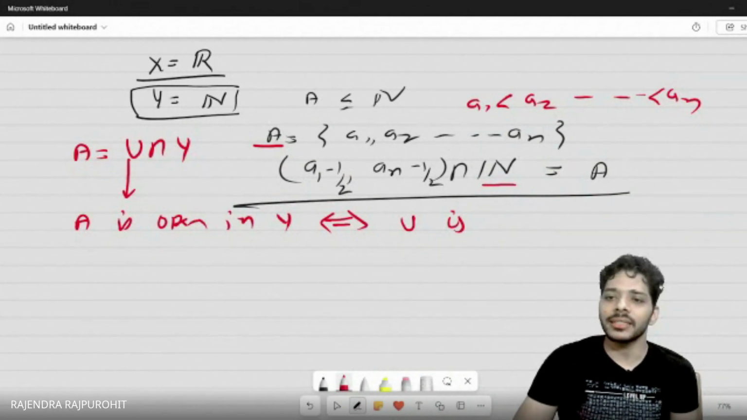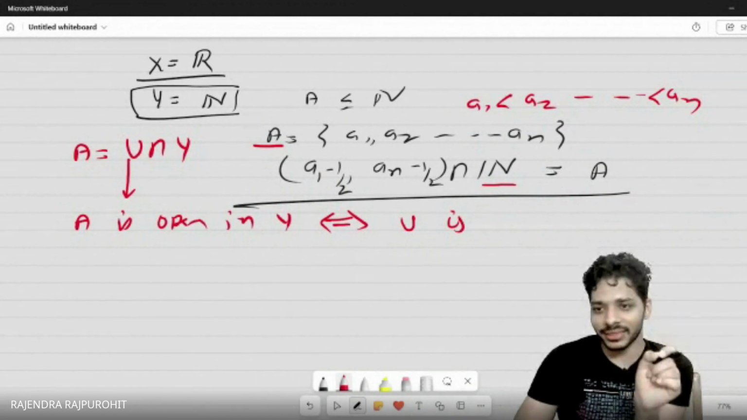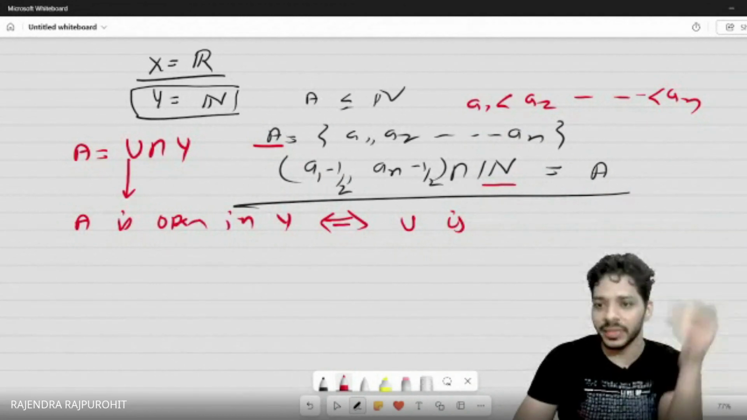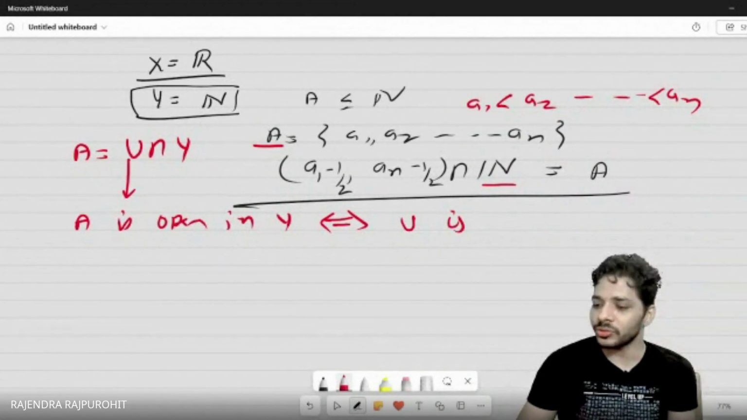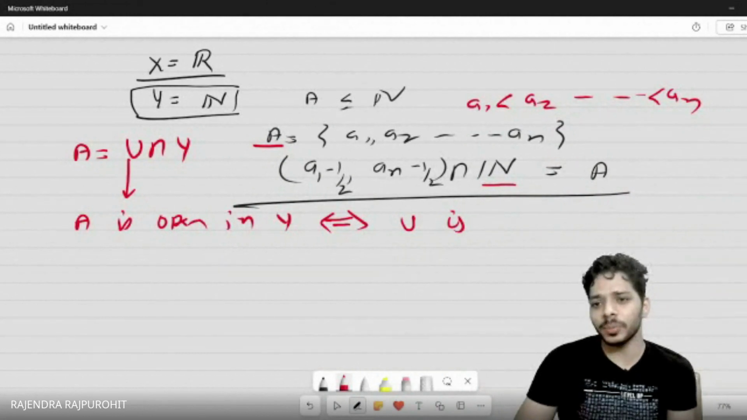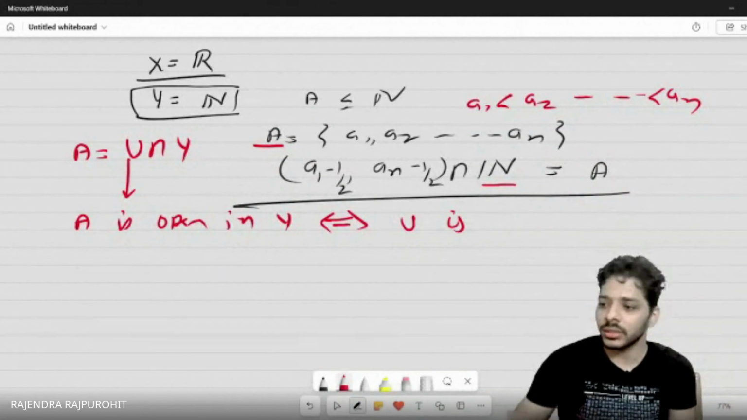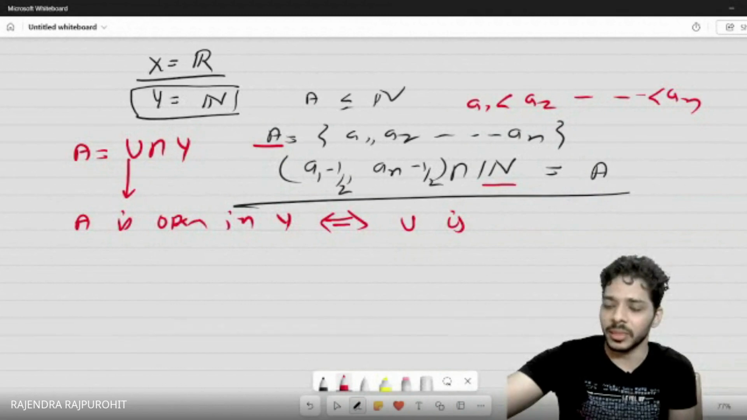Every subset will be open because you can write it as U intersection N, where U is open in R. So proving that every subset of N is open in N with the usual topology. Now, since every subset is open, its complement will be closed. That explains your problem completely.